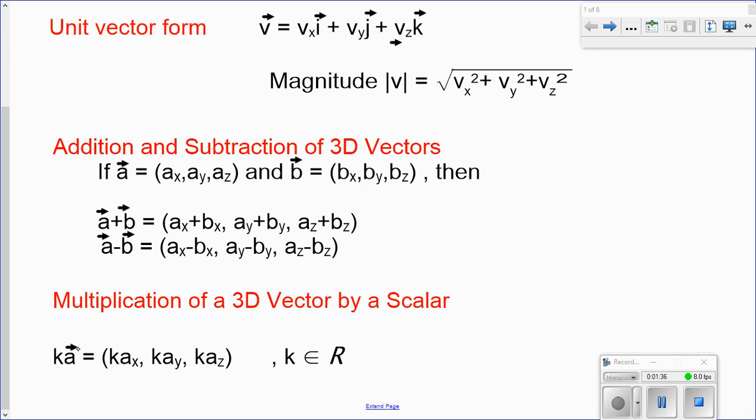Let's focus on the multiplication of 3D vectors by a scalar. We've seen that before. K multiplied by vector A. We just put the scalar K into each of the components that make up the vector in three space. So really not a big deal.